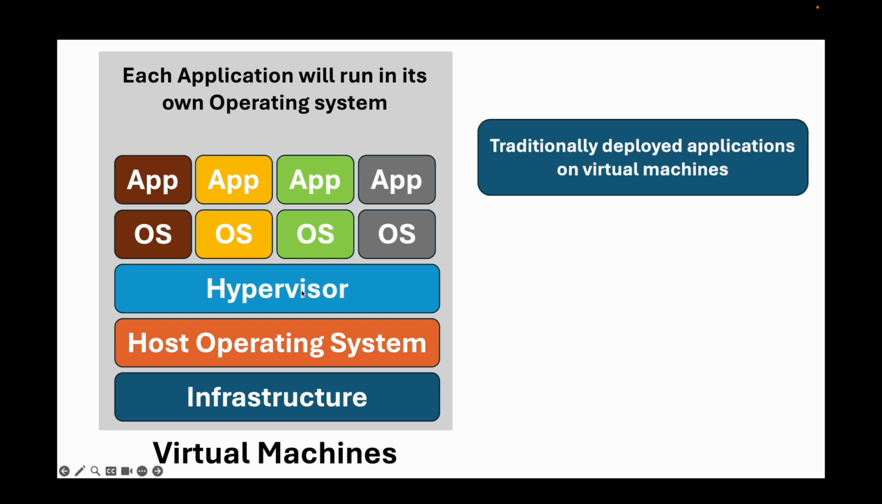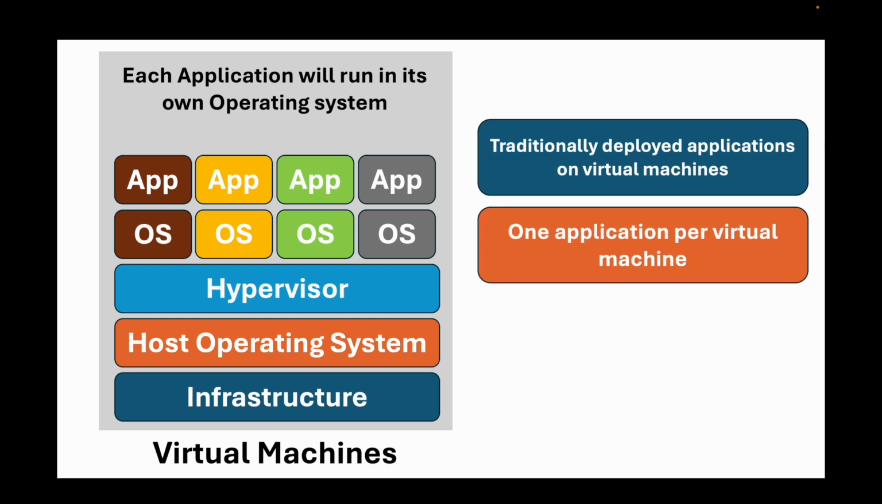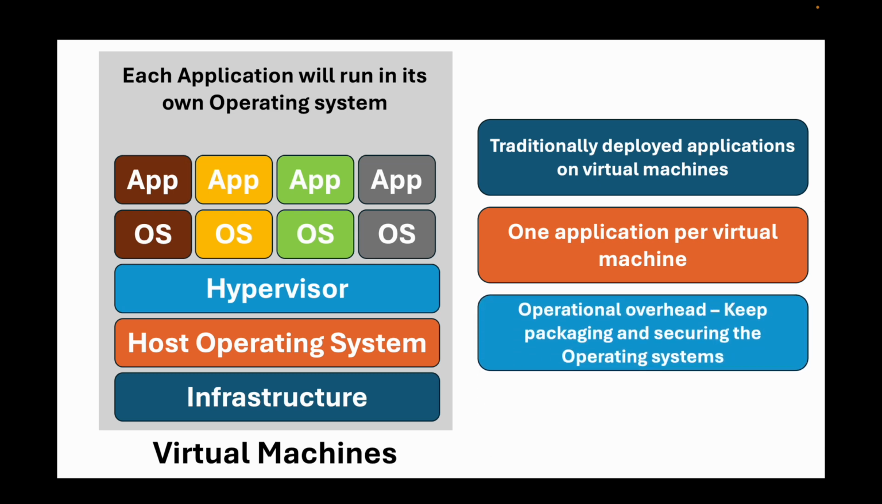So traditionally, these applications were deployed using virtual machines, and you will be having one application per virtual machine. So if you had, let's say, 30-40 applications, you'll end up with 30-40 virtual machines because you'll be having one application per virtual machine. This led to operational overhead, because we had to keep packaging and we had to keep securing the operating systems, and the overhead of managing all these things was too much.